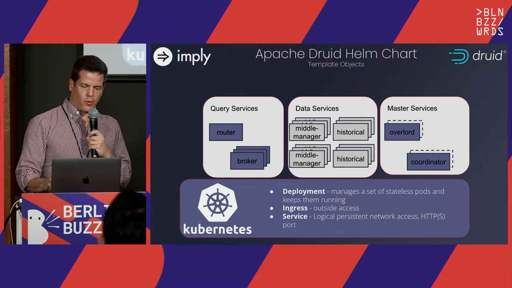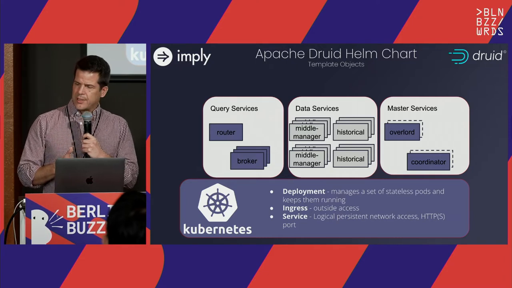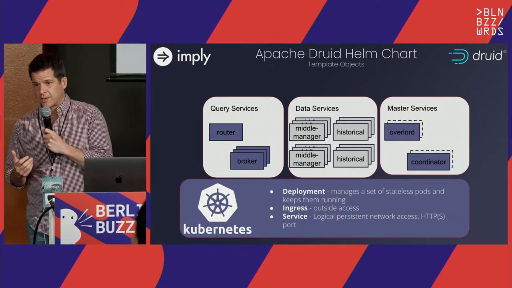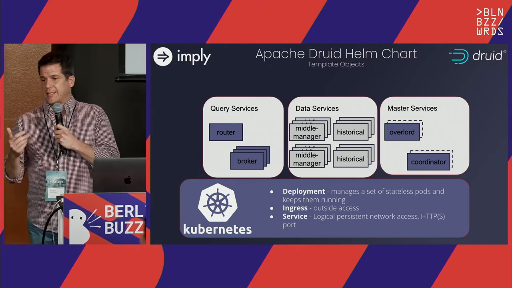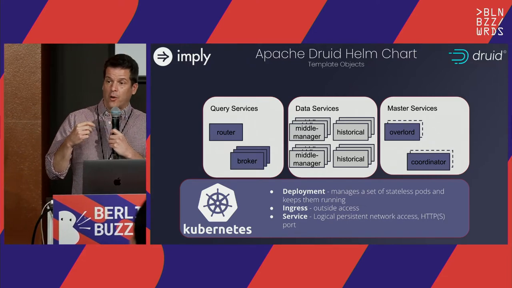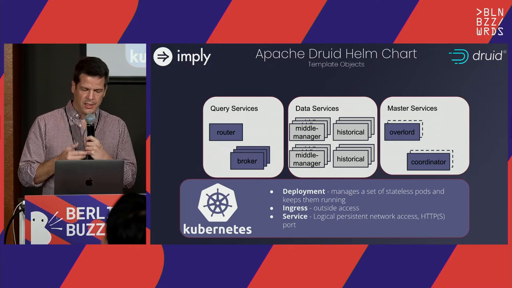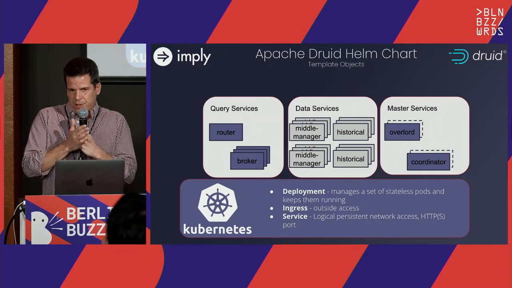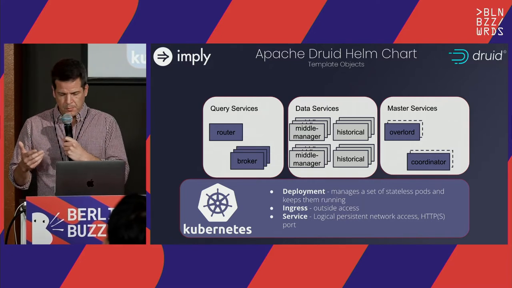So for the router, broker, overlord, and coordinator, it uses a simple deployment. This is a stateless configuration of these services, which means it doesn't matter what the names of those containers are, or they don't have state, so the storage doesn't need to be persisted. So it just manages a set of these containers and monitors them and restarts them.